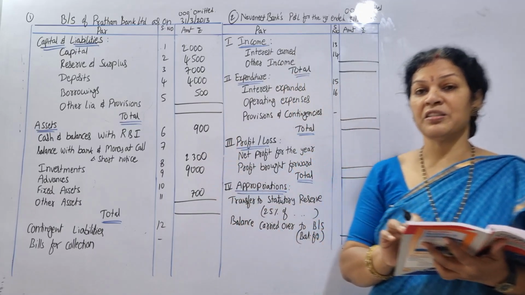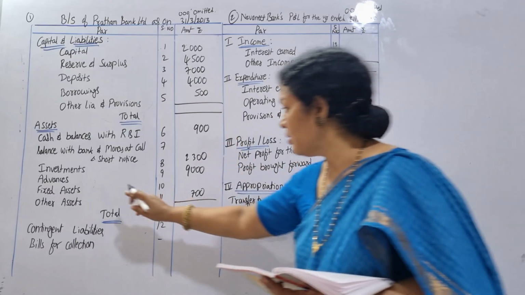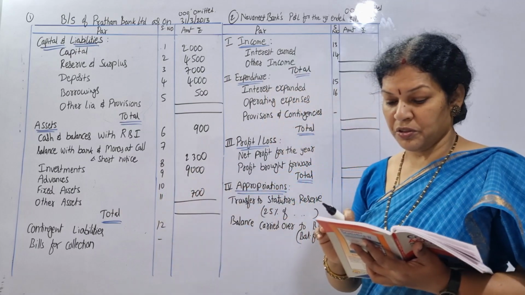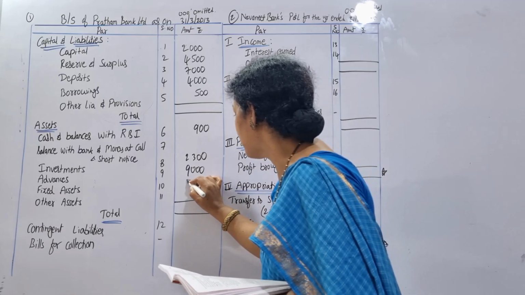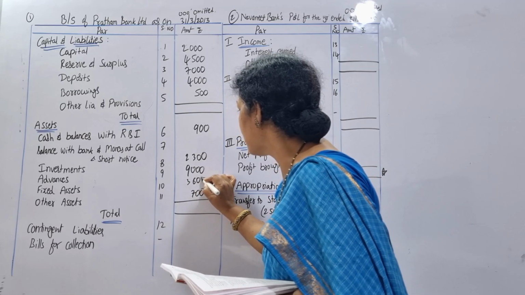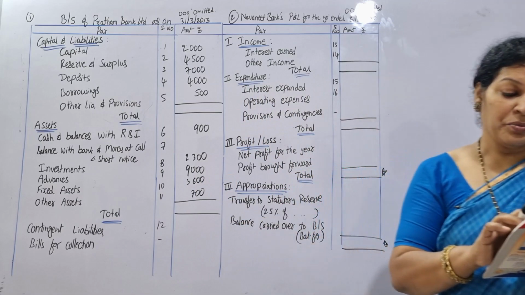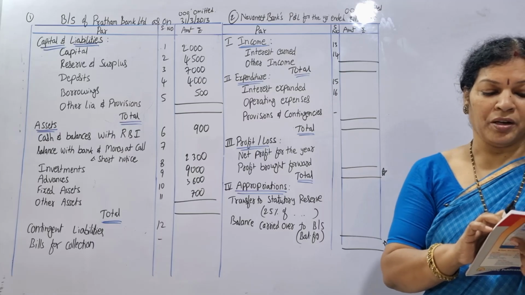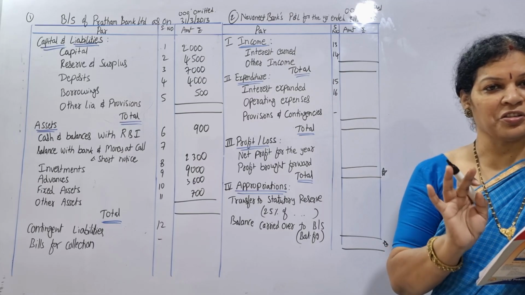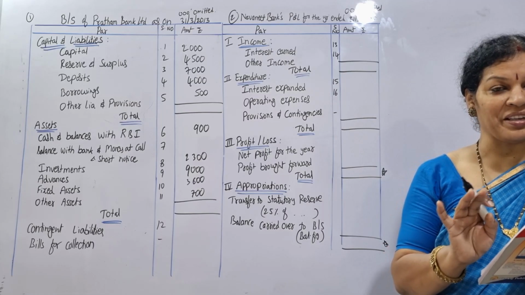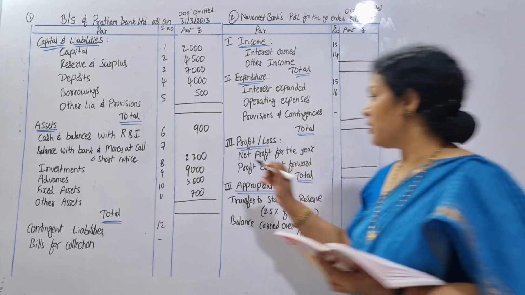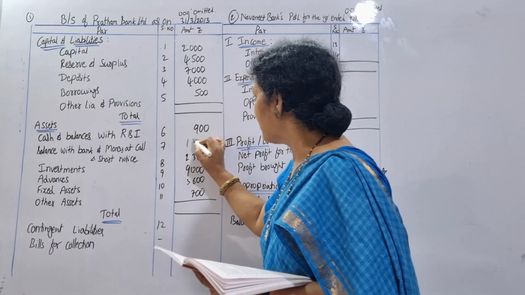Next, fixed assets. Fixed assets is always 10th schedule. Here, 10th schedule. How much is it? 3600. Now, balance with banks and money at call and short notice. 7th schedule. 6th schedule is cash with RBI. 7th one is this one. 1500. Here it comes, 1500.